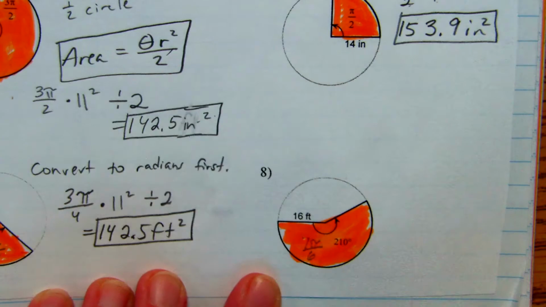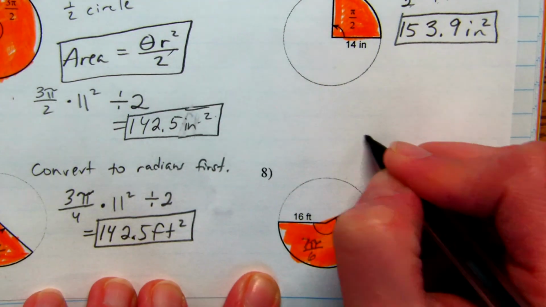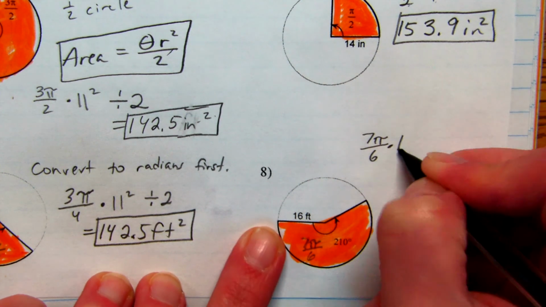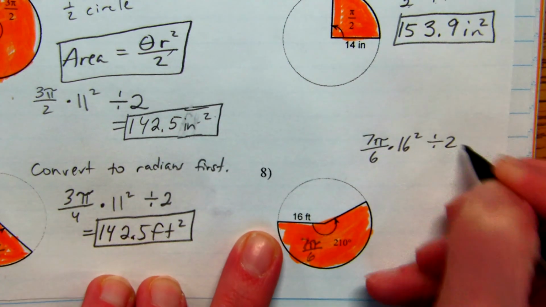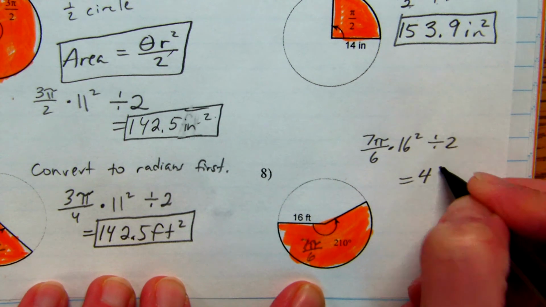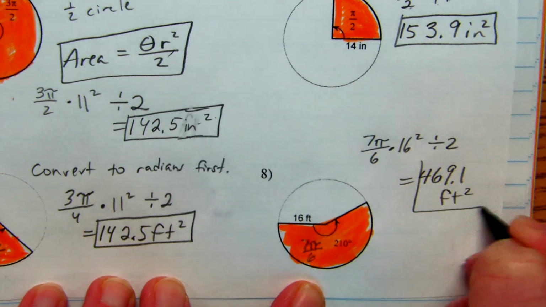If you didn't have a chart where you could look that up, you would have to do that conversion first. So we're going to take 7 pi divided by 6 times 16, which is the radius squared, and then divide that answer by 2, and we get 469.1 square feet.